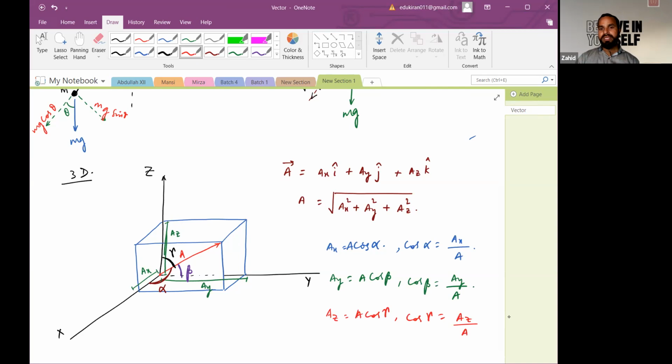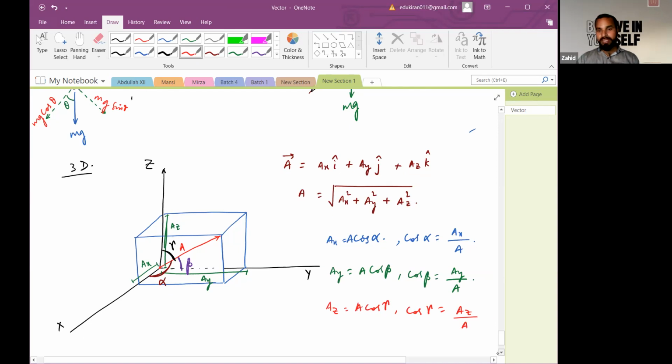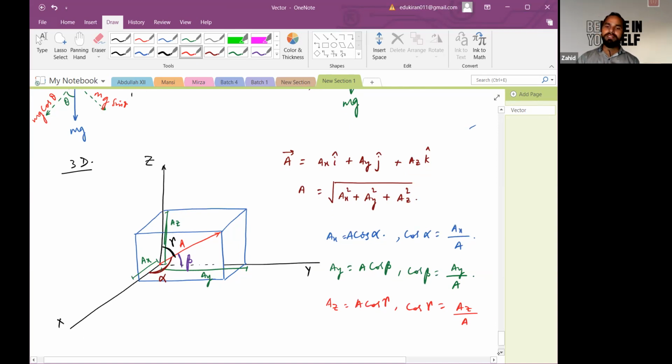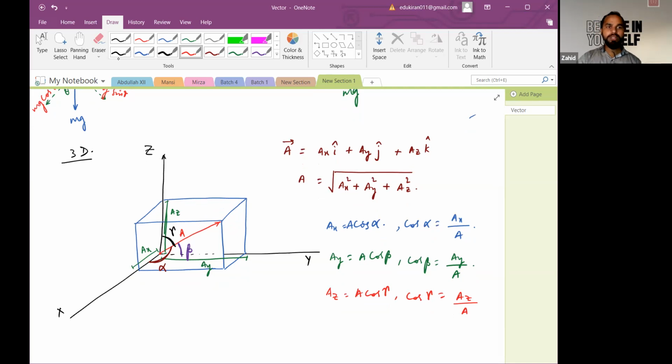So from this, you may define alpha, beta, gamma related to any vector, or you may break a vector into its respective components along the x-axis, y-axis, and z-axis. There is another relation between alpha, beta, and gamma: if you add cos square alpha, cos square beta, and cos square gamma, it will be just 1.